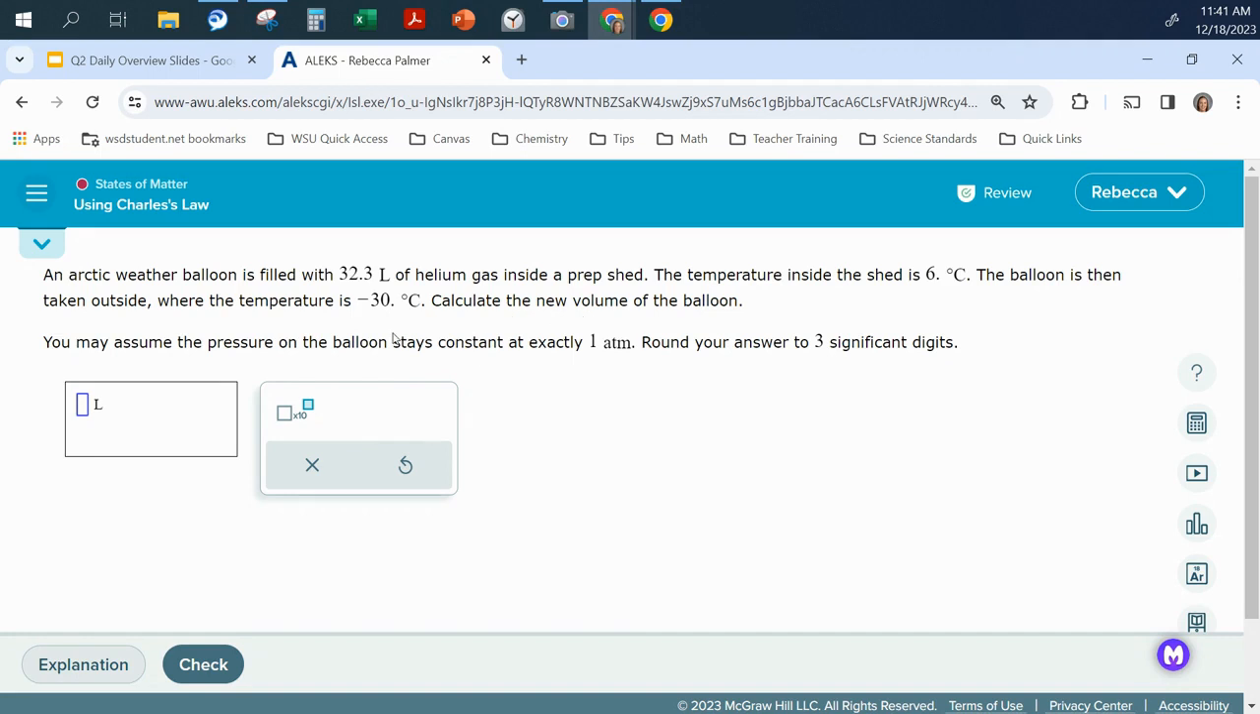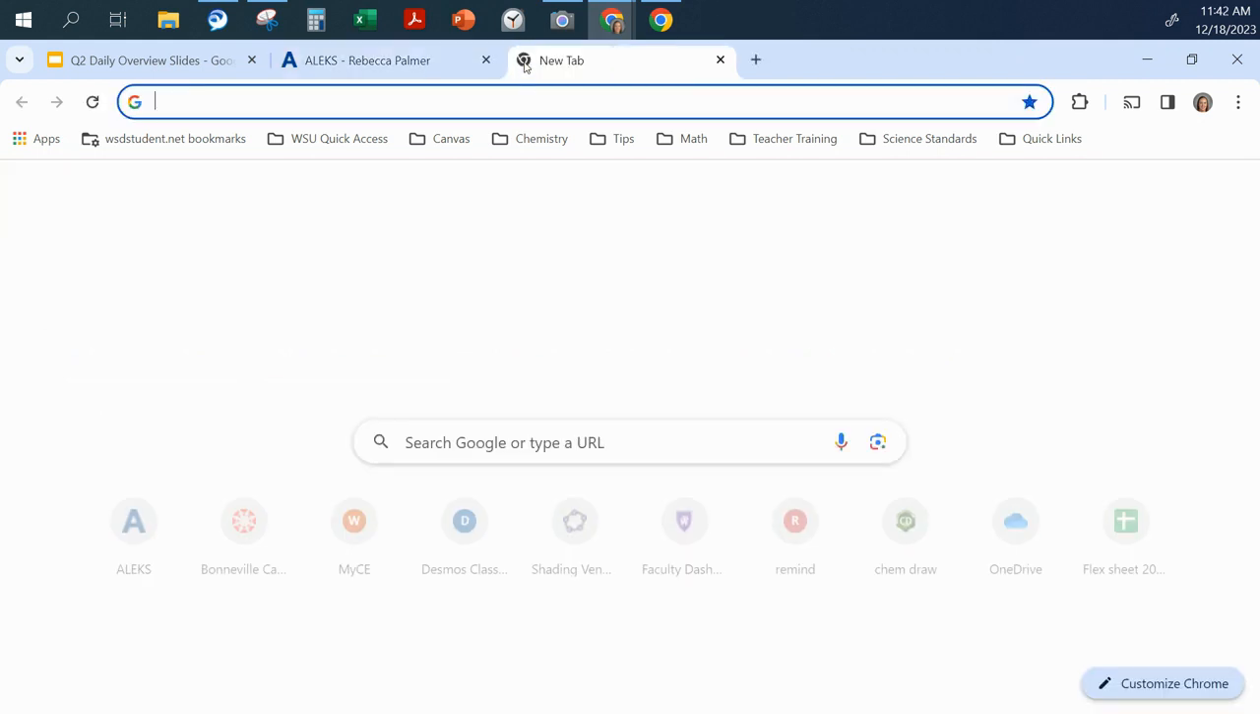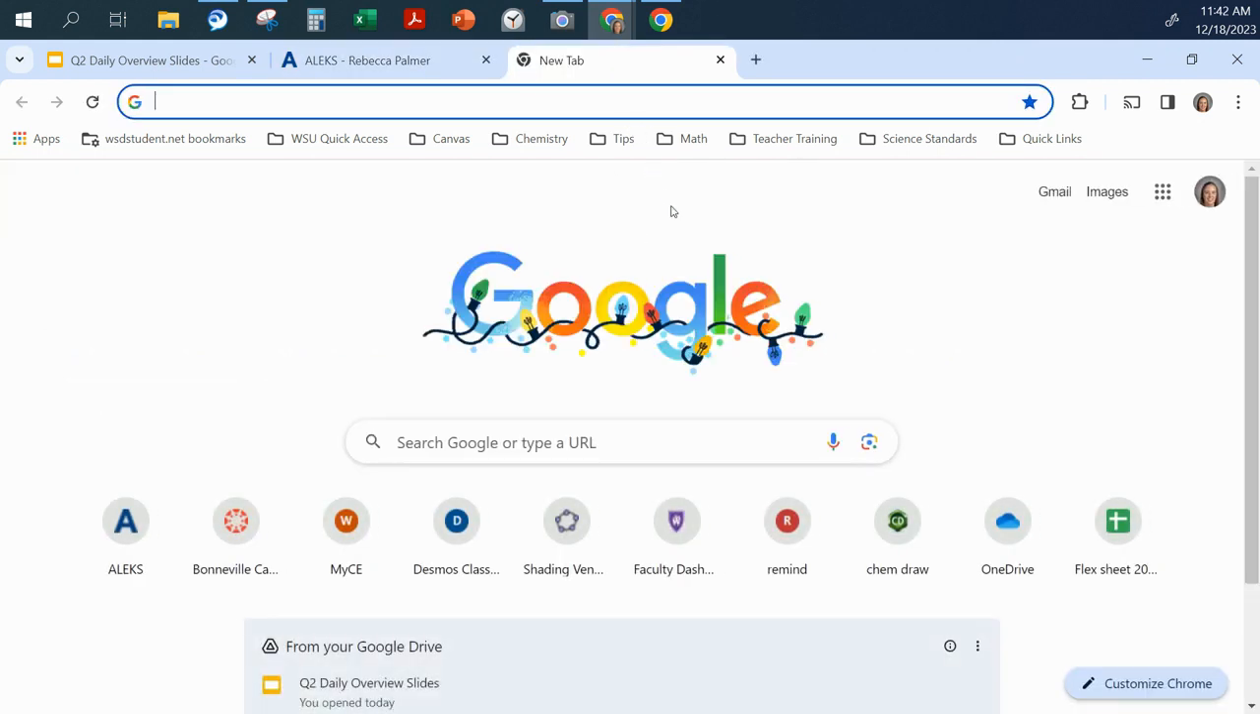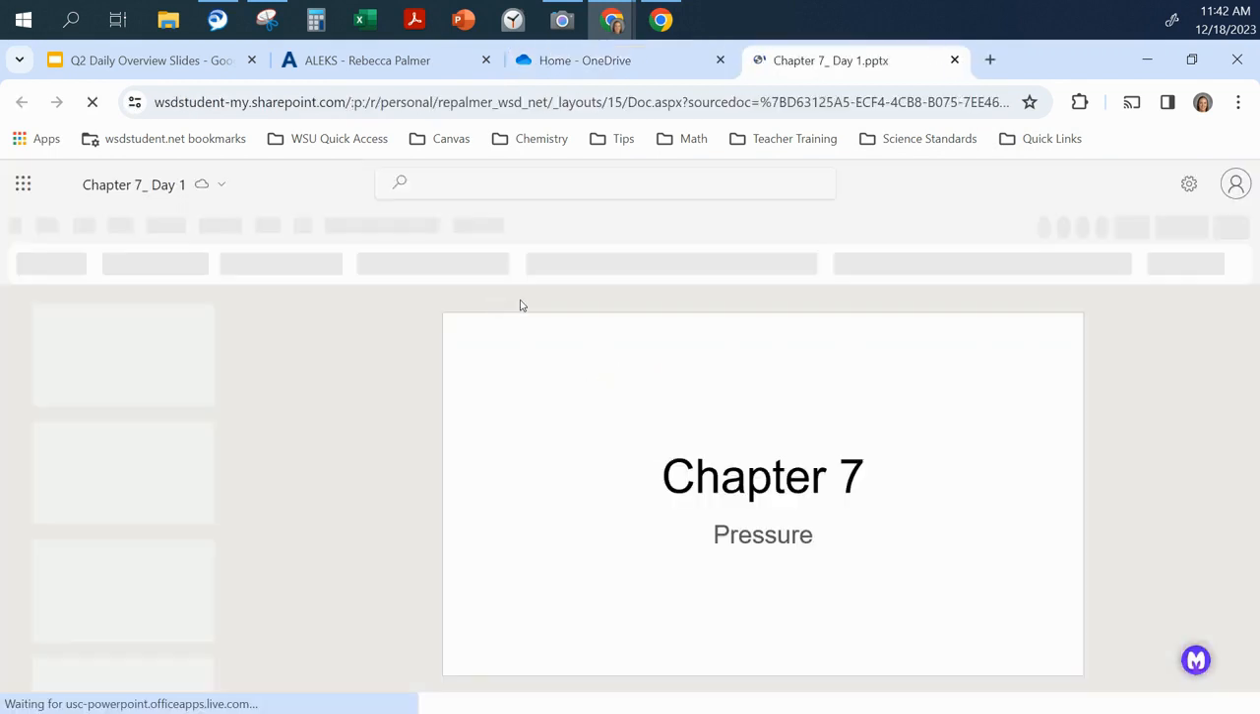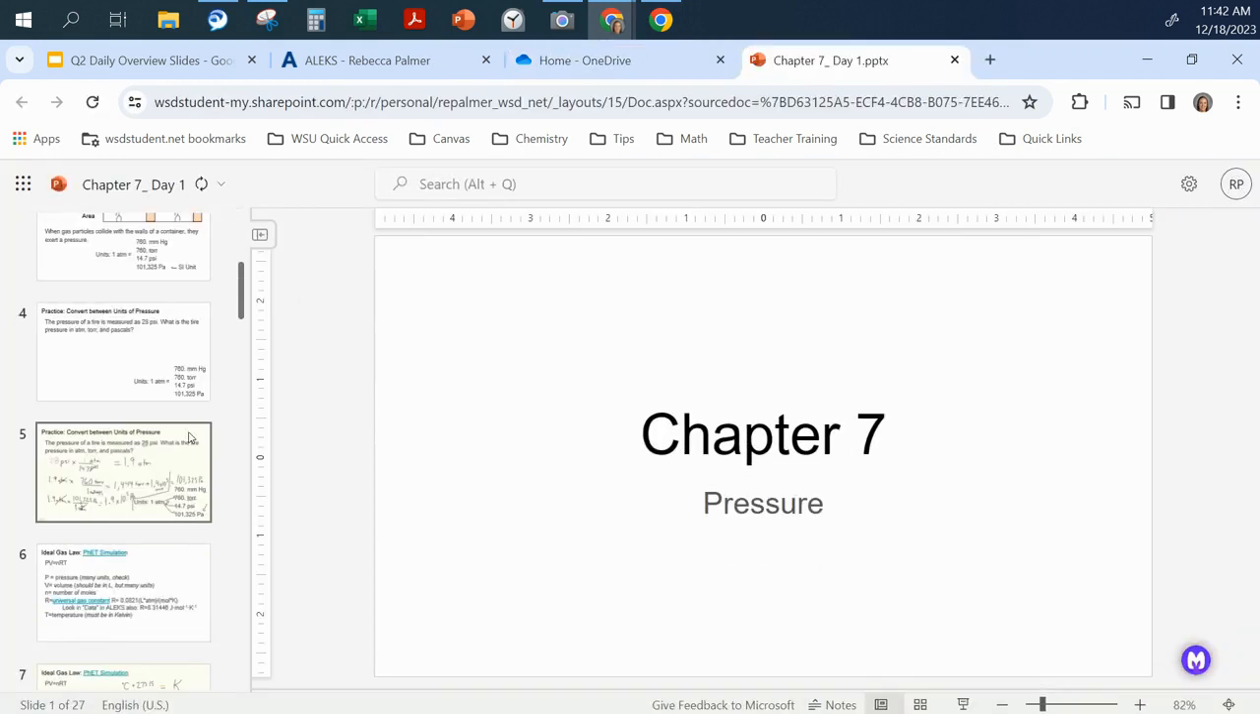So we have to think about this. Can we start with interconverting temperatures in Celsius and Kelvins? That one is from a previous chapter. Do you remember that equation? I don't. Okay, I think I have it in my slides. Let me find my slides.